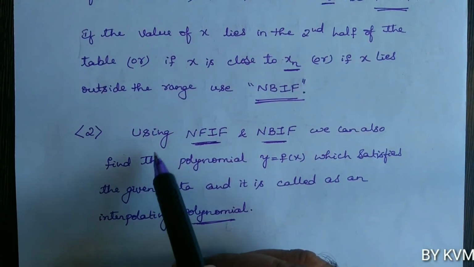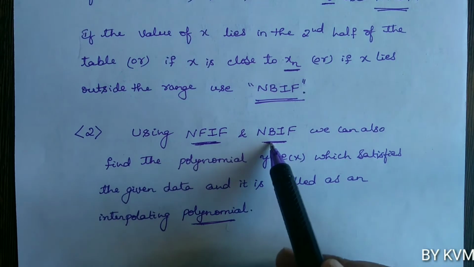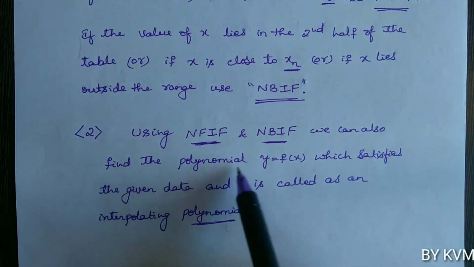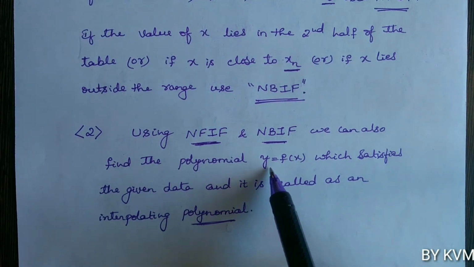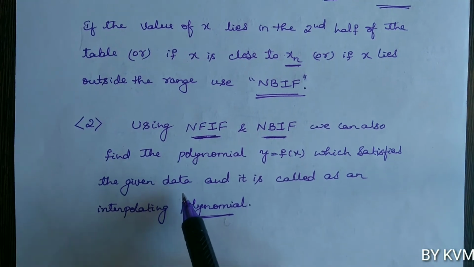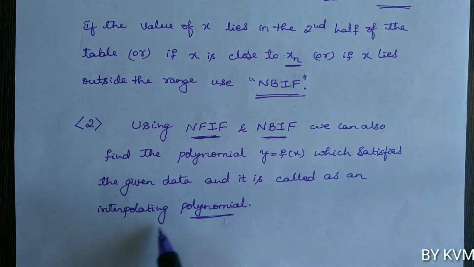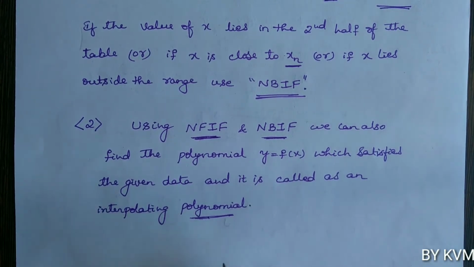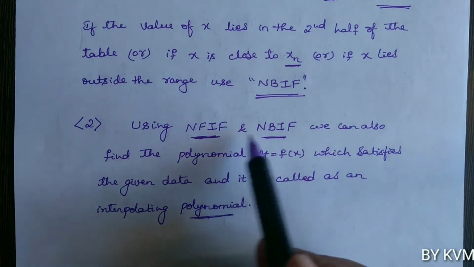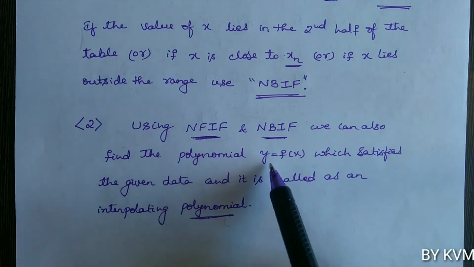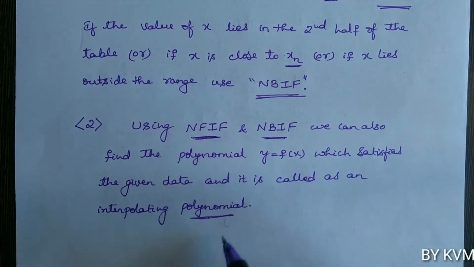Then the second point is, using Newton's forward interpolation formula and Newton's backward interpolation formula, we can also find the polynomial in the form of y equals f of x, which satisfies the given data, and it is called an interpolating polynomial. Interpolating polynomial means it is an algebraic equation which contains only the terms of x. So using these two formulae, we can find the interpolating polynomial for the given set of x and y values.